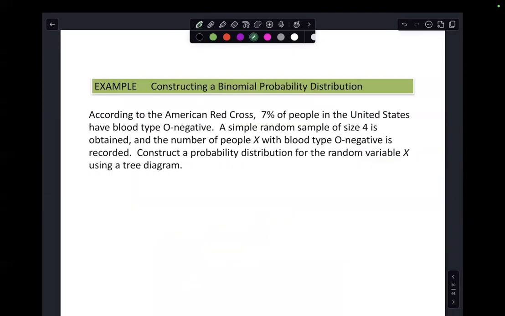So we have a simple random sample of size 4. That is our trial size. We have 4 trials, a trial size of 4. So our n is 4. That's the first thing we need.